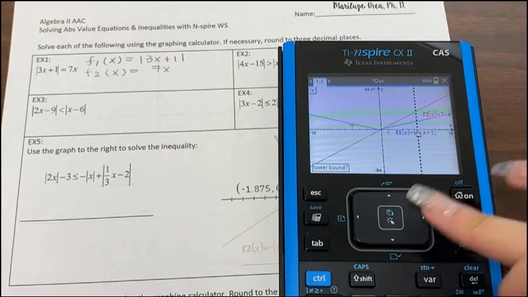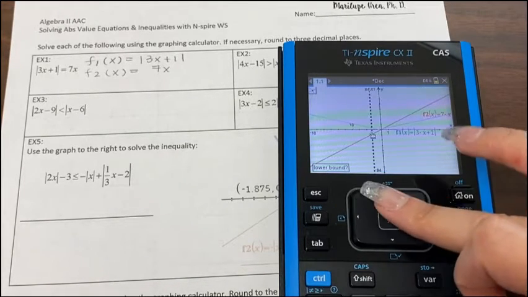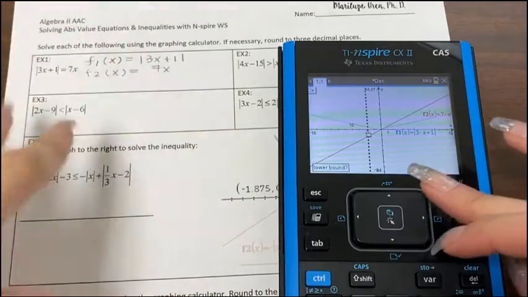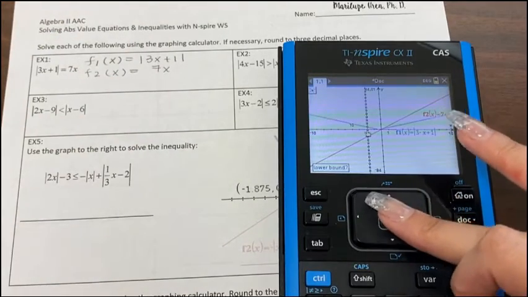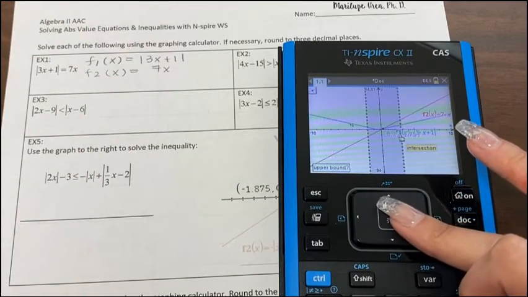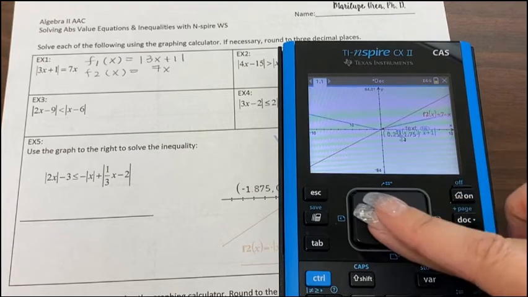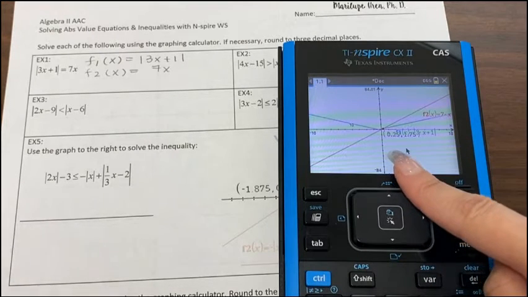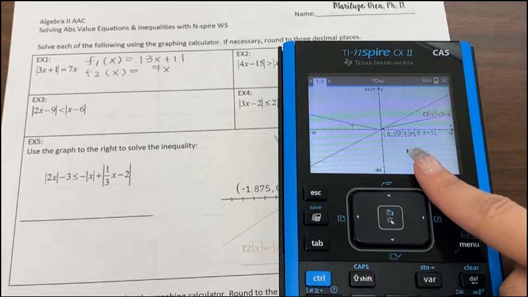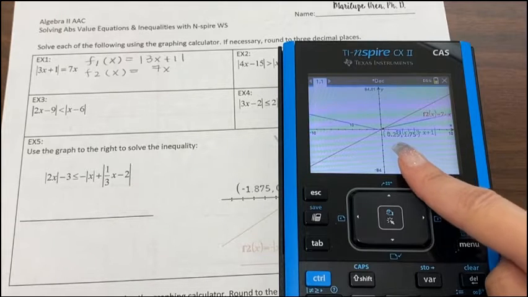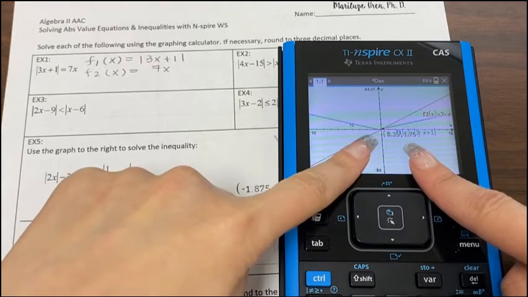You're going to see this dotted line. I select this and then drag it further to the right, to the intersection. Over here you can see that your intersection is at the point 0.25, 1.75. What you care about here is the x. Therefore, you have the solution.